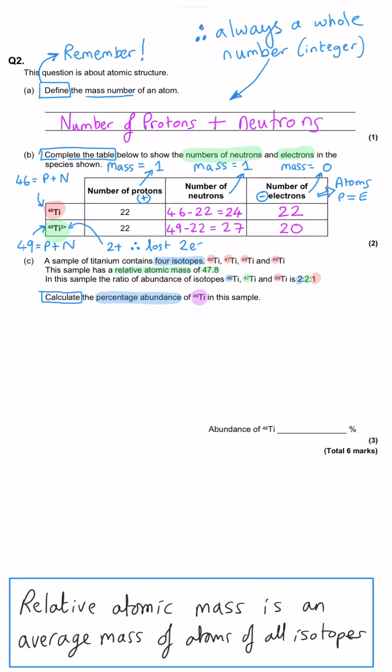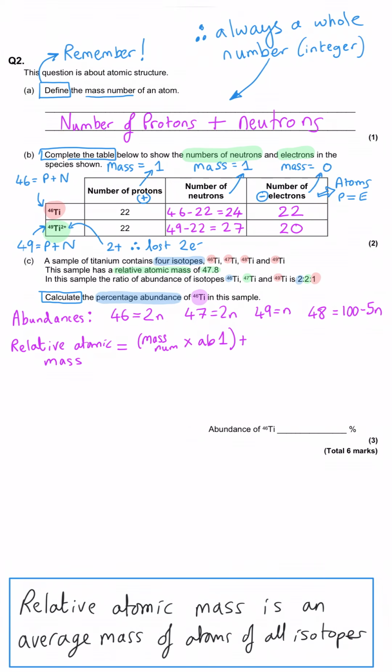let's just pick N for number. And so the ratio of titanium-46, 47 and 49 is 2N to 2N to 1N, and then since percentages are out of 100, the abundance of titanium-48 can be taken to be 100 minus these 5 N's that we've used so far. And so when we calculate the relative atomic mass, we do this by adding together the product of the mass number multiplied by the abundance, and then add that to the mass number multiplied by the abundance of the next isotope, and we keep going on and on until we run out of isotopes.